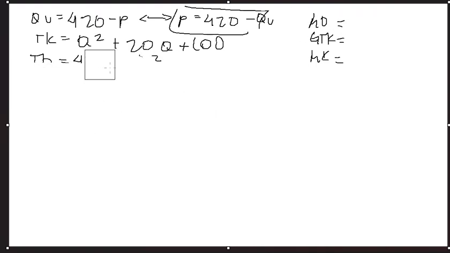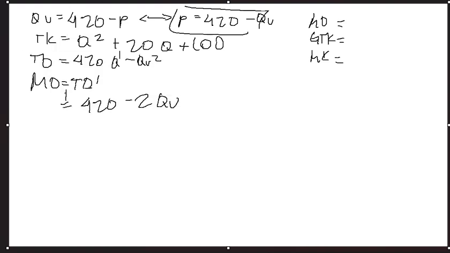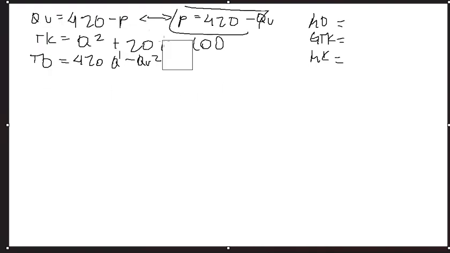The TO we really don't need anymore, so we can just remove that. Okay, actually I need to see it, I forgot how it looks. 420 minus 2 QV. Okay.